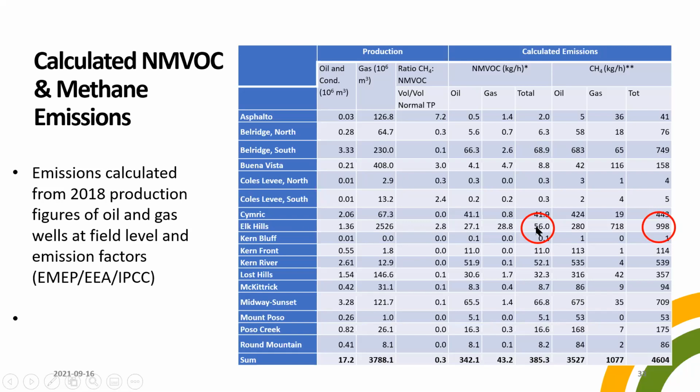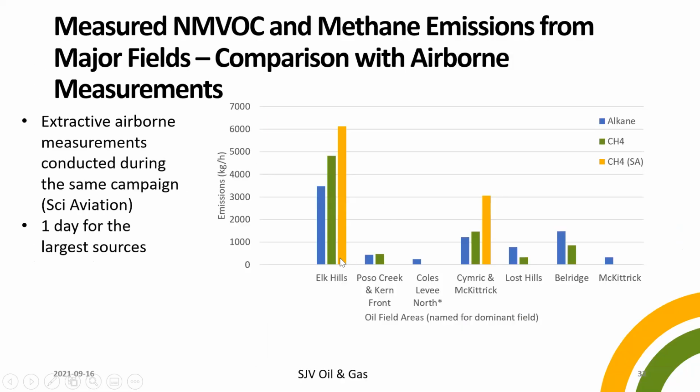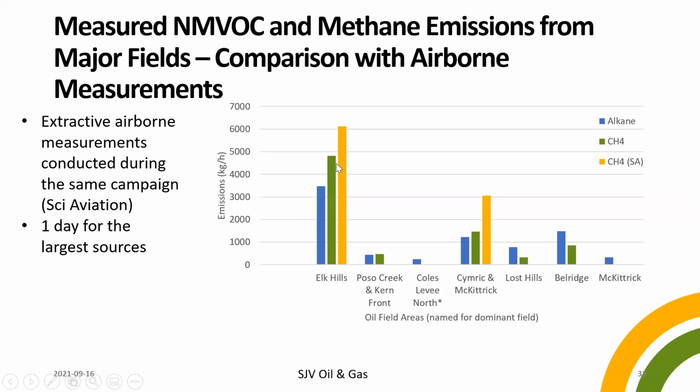So, for instance, here the alkanes in total, according to these calculations, emission factors plus production rates, we get that it should be about 56 kilos per hour of NMVOC, non-methane volatile organic carbons, while about 1 ton of methane. When we compared it to our measurements, if you look at the methane again, we had about 1,000 kilos per hour, while both our measurement and the Scientific Aviation measurement are considerably higher for the methane. And for the alkanes, it was only 56 kilos, and here we measure 3,300 kilos. And this is where we see the biggest discrepancy.